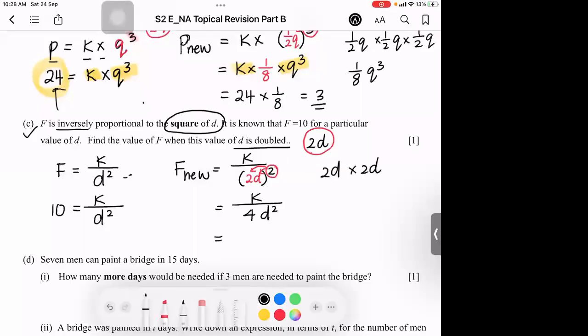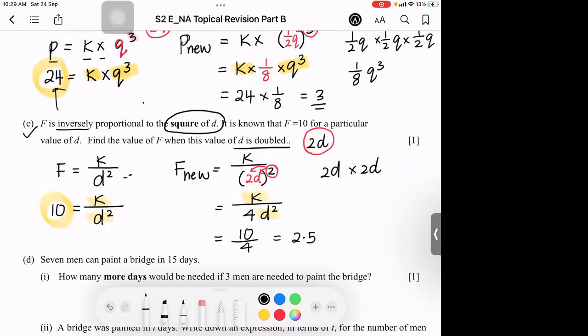Then I check previously, K over D square is the number 10. And it's all just the number 10. So it's 10. Then 4 is in the denominator, divide by 4, which gives you 2.5. Answer. Can?